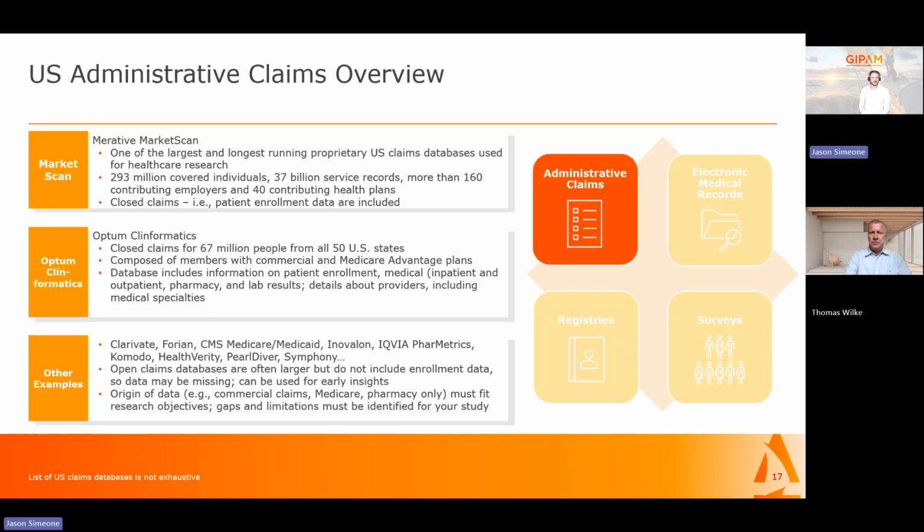On the bottom, I've listed a large number of other sources of claims data. There are more than what I've listed here. There are also claims databases that are called open claims databases. They're typically larger than closed claims databases, and that can be enticing. But there's that limitation where we don't have the enrollment data available. And so we don't know if data are missing when we are looking. There are ways to work around that a bit, but just to make you aware of that limitation.